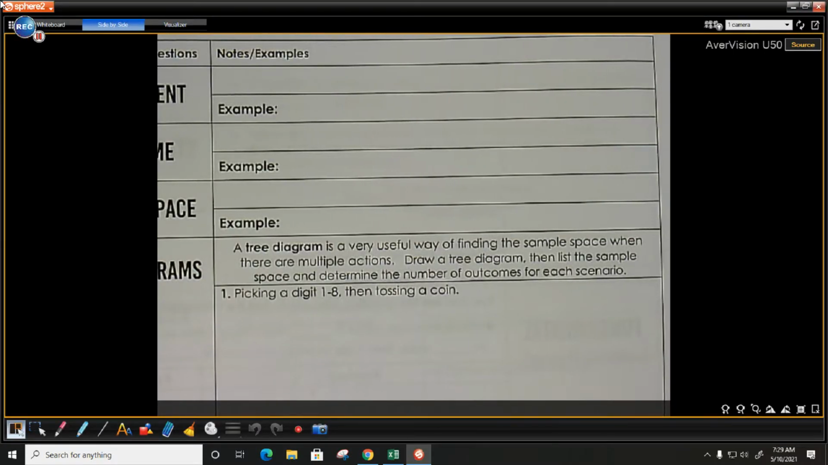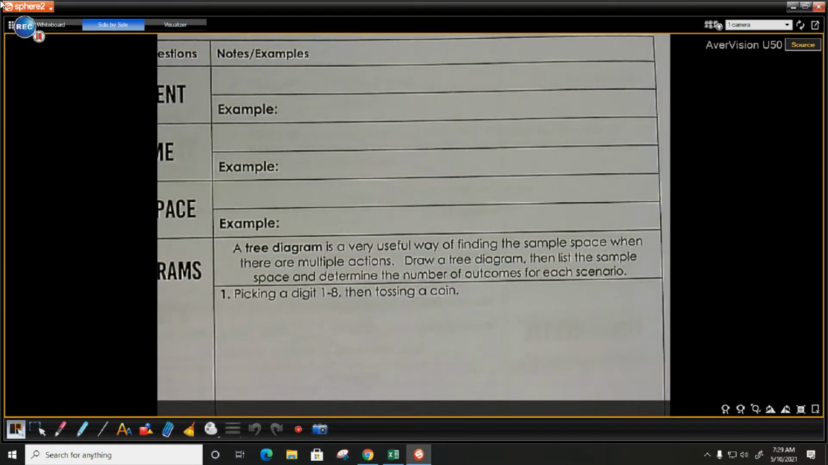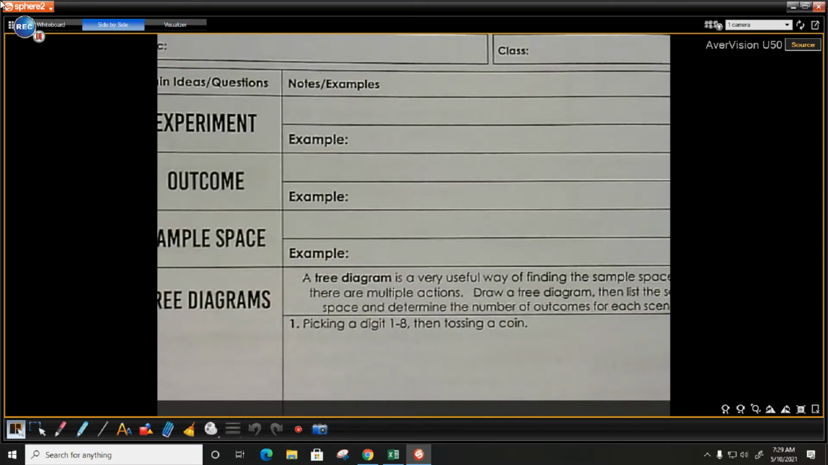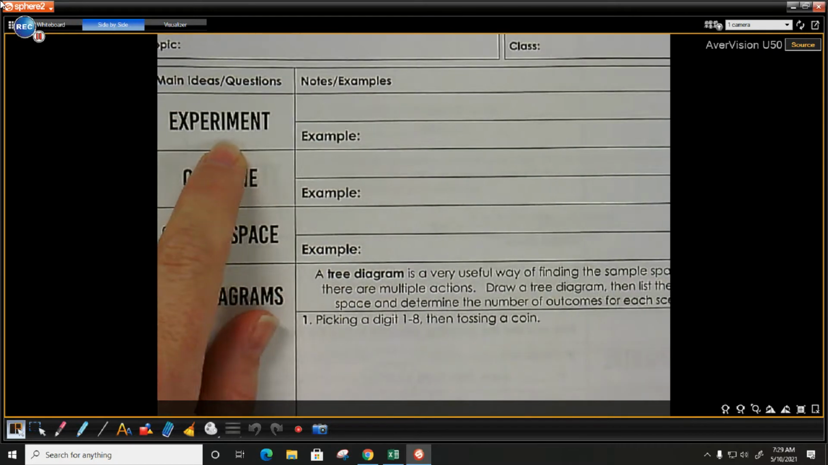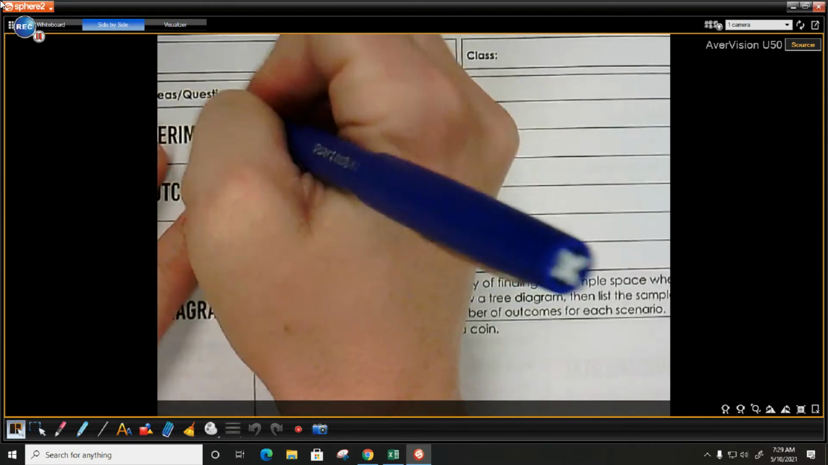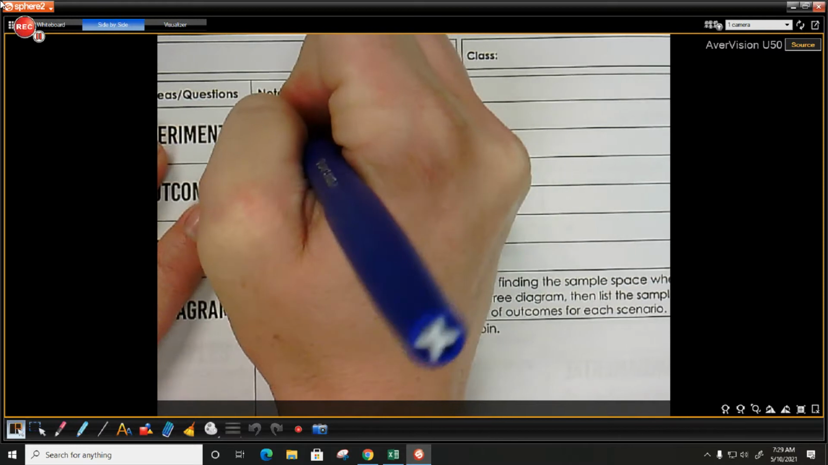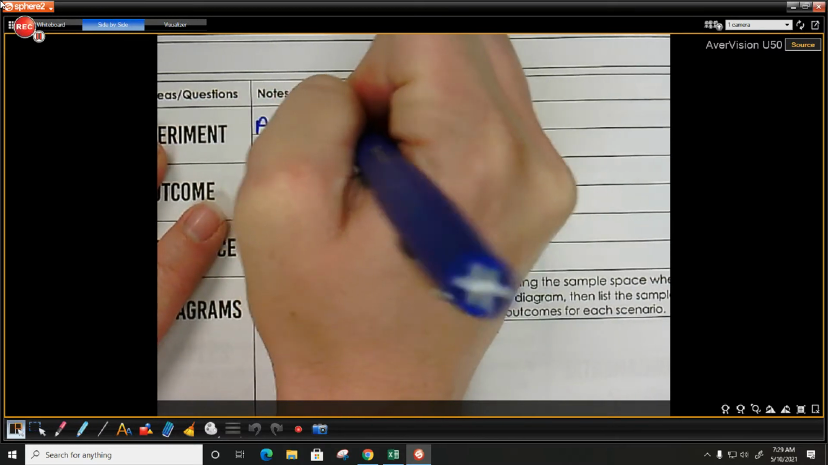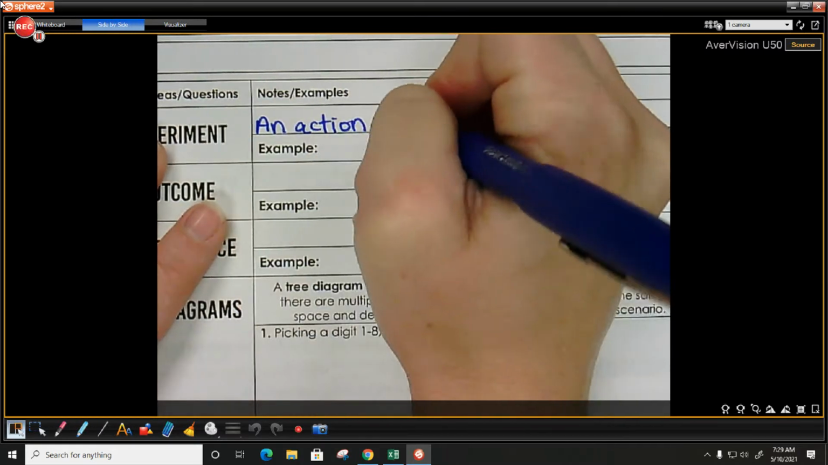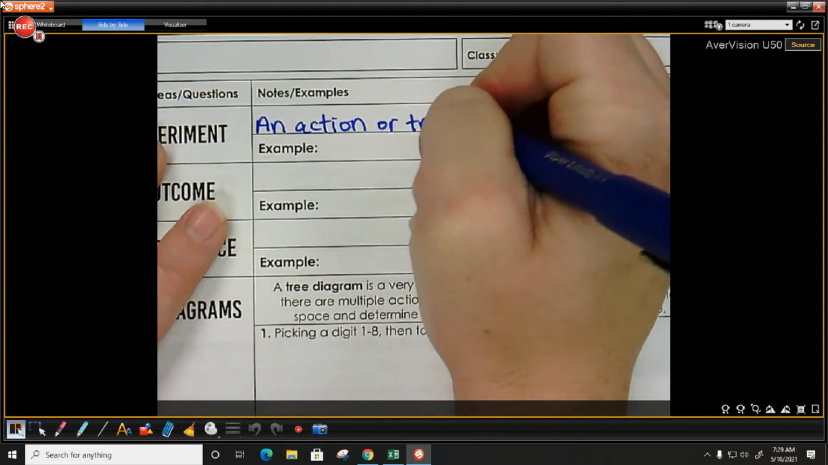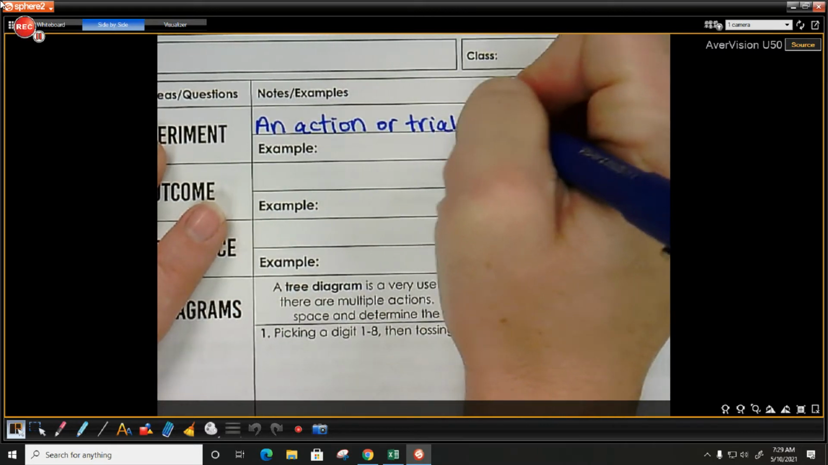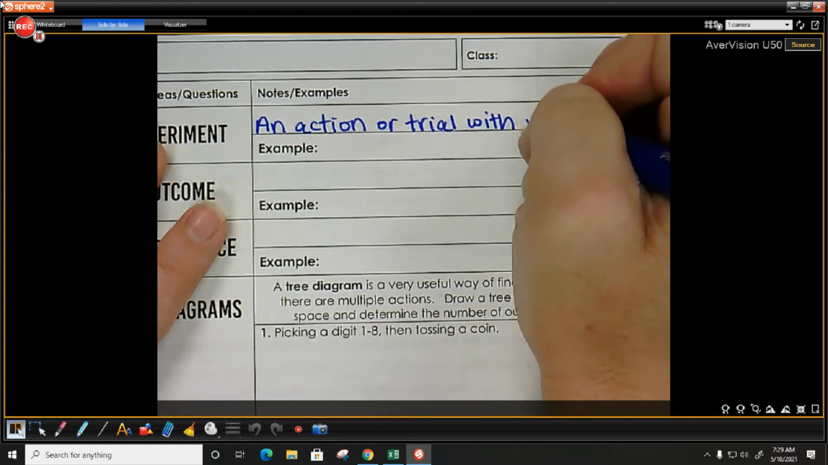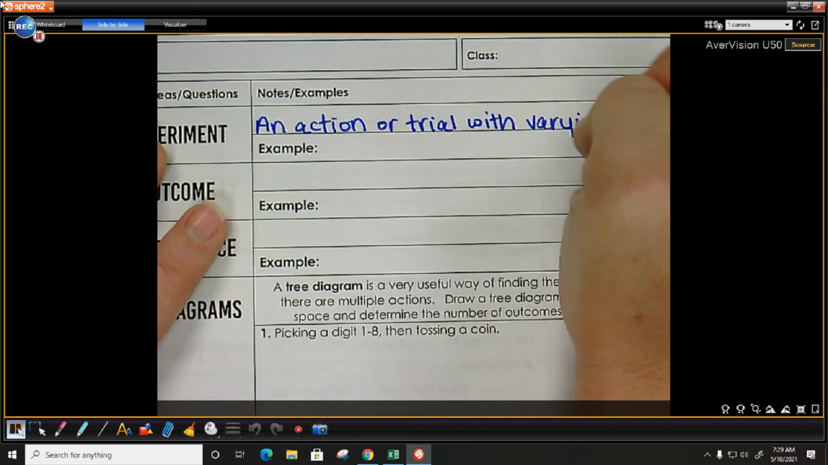Okay, so today we are starting our probability unit. We are going to start with some vocabulary. Okay, the first one is, what is an experiment? An experiment is an action or trial with varying results.